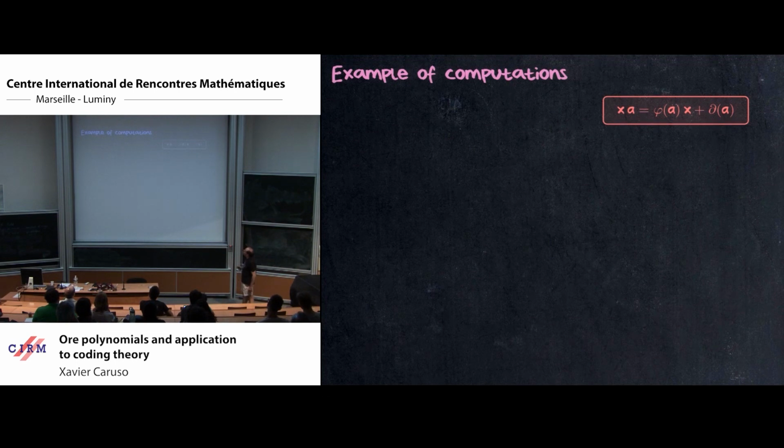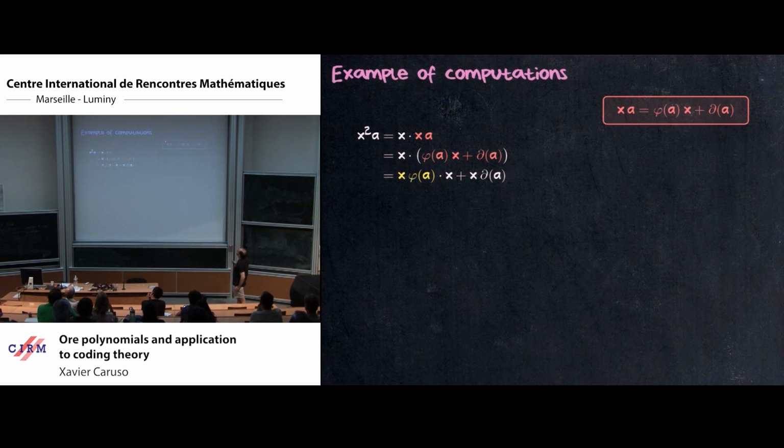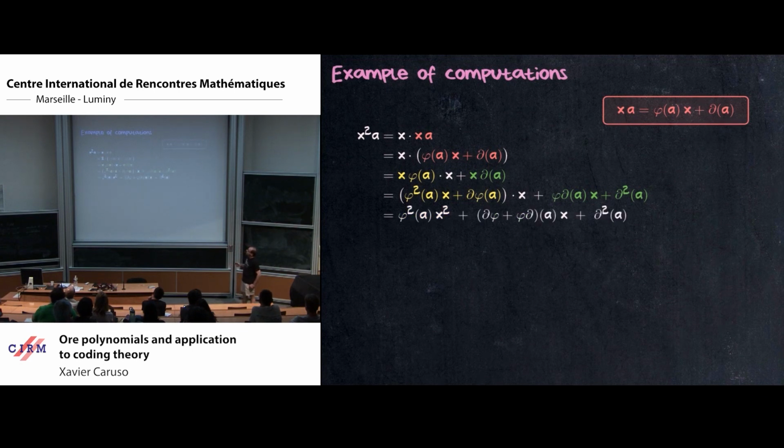So I will recall the rule here, and let me show you how we can compute x squared times a. You just write that it's x times xa. And now you use the commutation relation to say that xa is phi of a times x plus d of a. You expand everything, you get this expression. Then for x times phi of a, you can reuse this rule with a replaced by phi of a, and you get this. x times d of a is something like that. It's not that important what the results are. Then you refactor everything, and you get this expression for x squared times a.